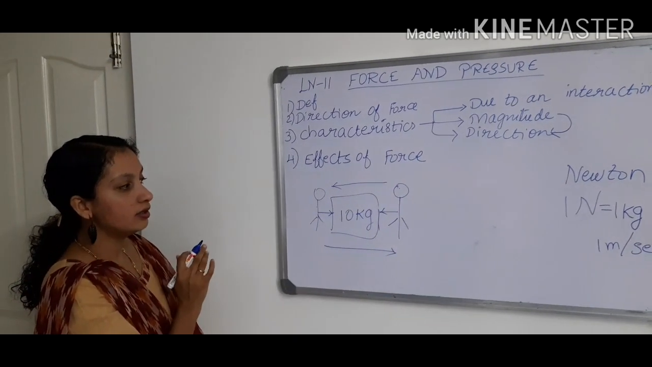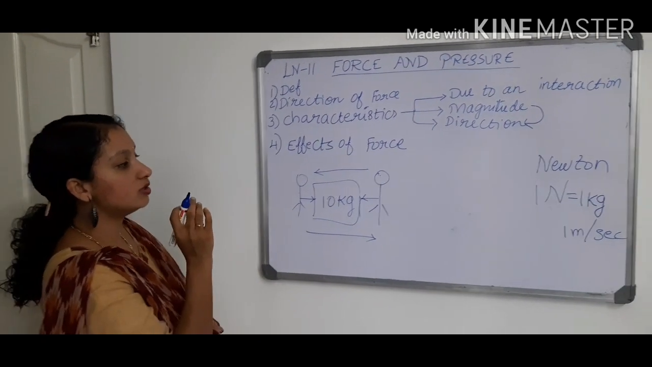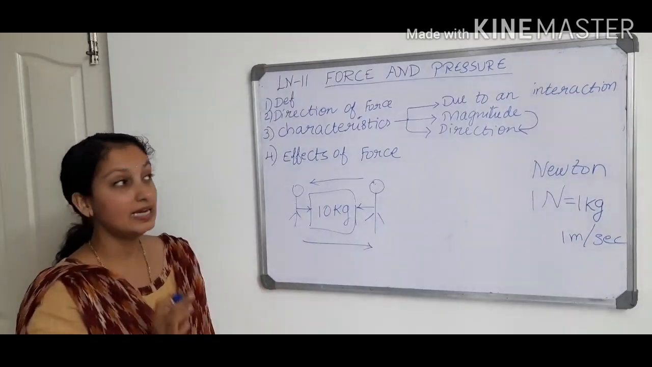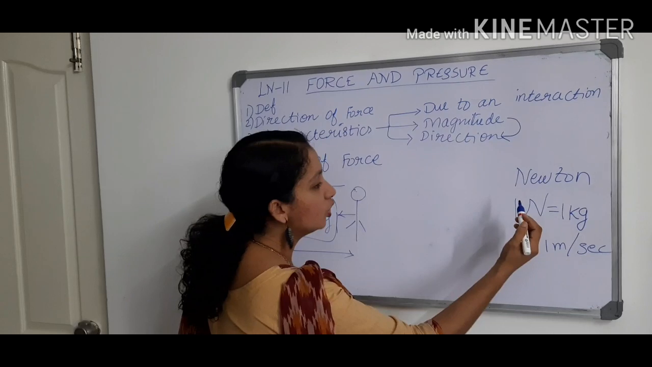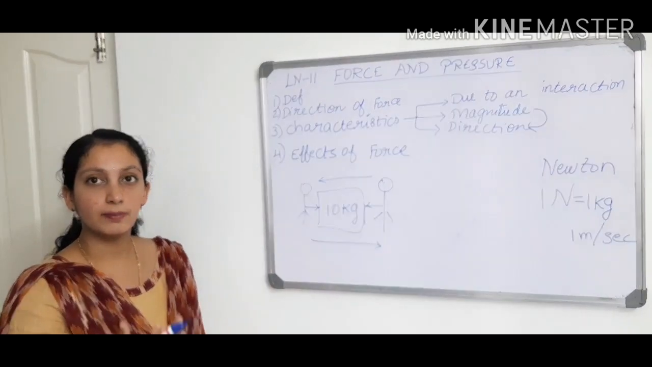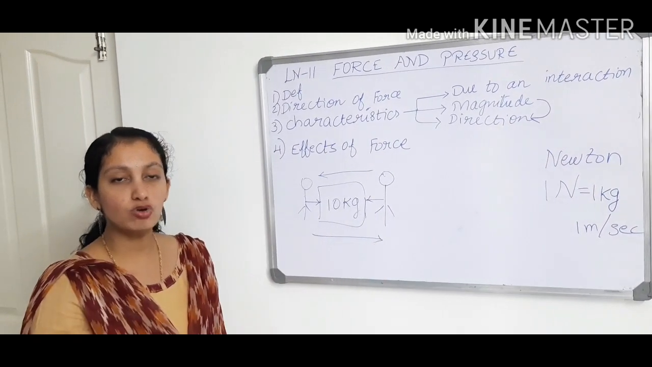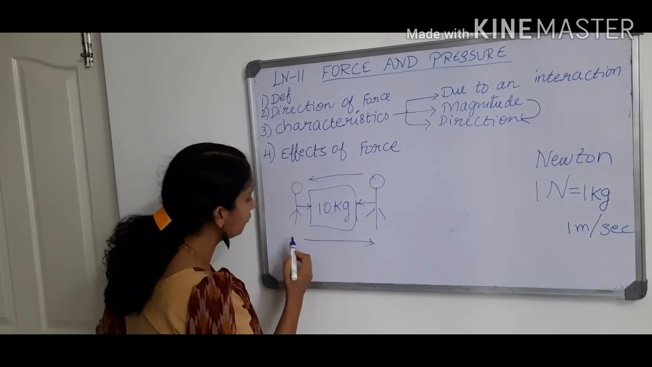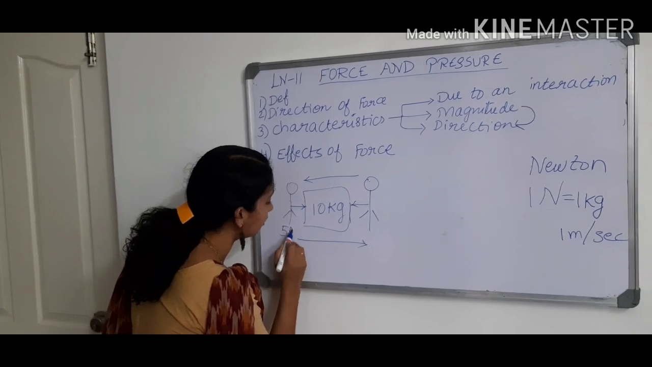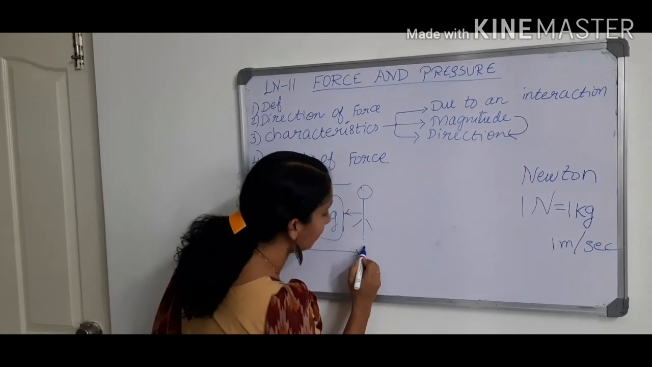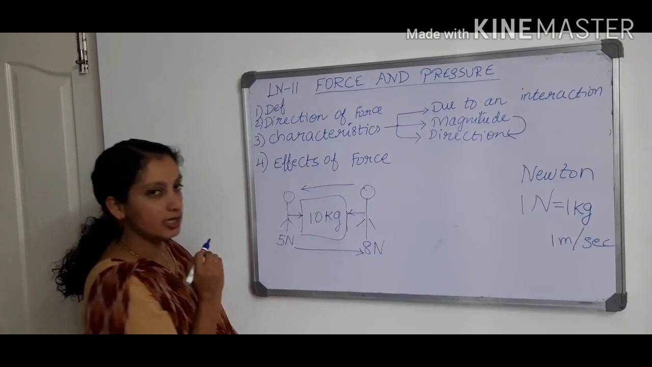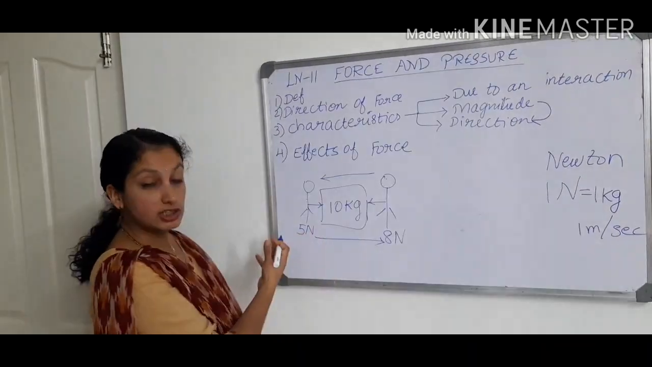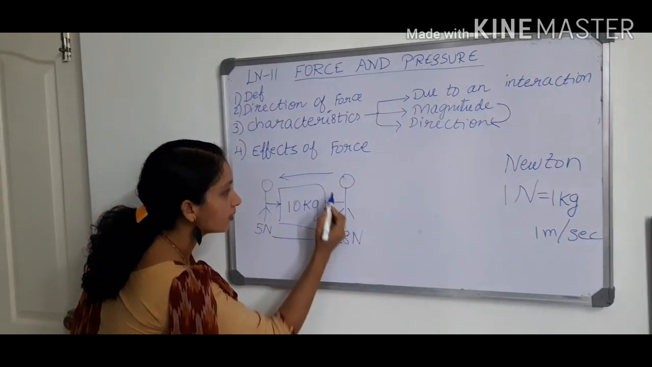So how can you decide which direction the movement happens? It depends on who is applying more Newtons, or who is applying more force. For example, the first person is applying 5 Newton force. The second person is applying 8 Newton force. So who is applying more force? The second person. So which direction does the movement happen? Here.